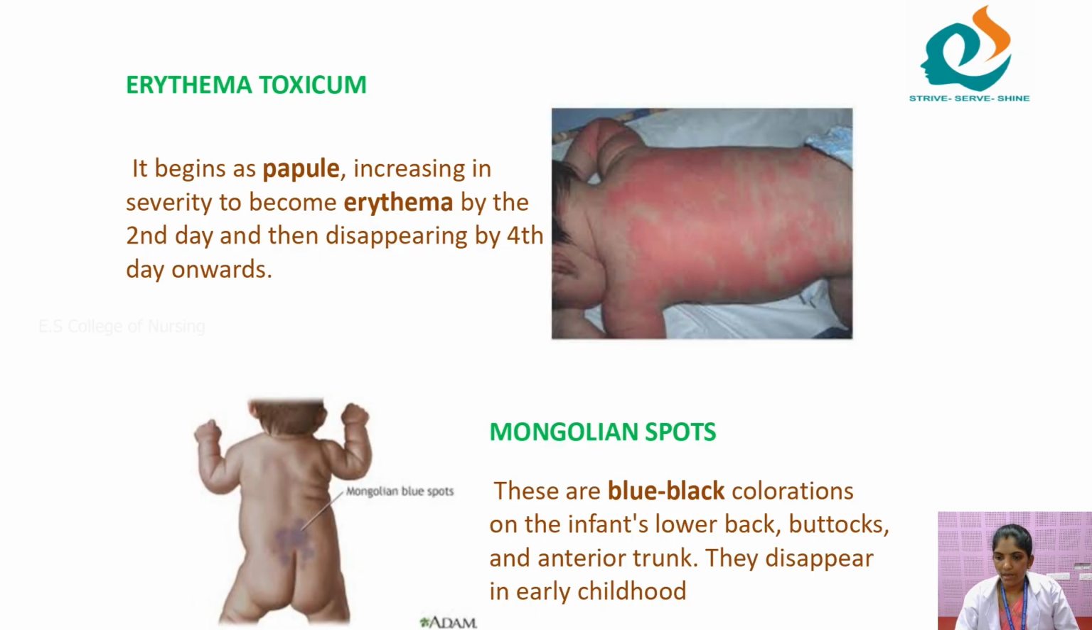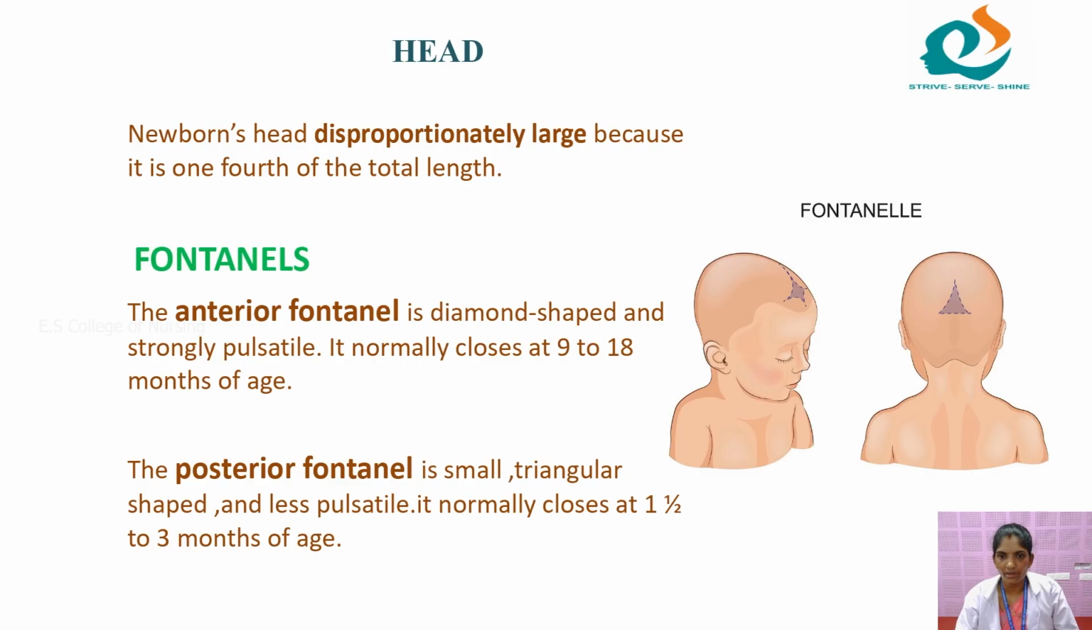These are blue-black coloration of an infant's lower back, buttocks and anterior trunk. They disappear in early childhood period. Next we will move on to head. Newborn head is disproportionately large because it is 1/4 of the total length.